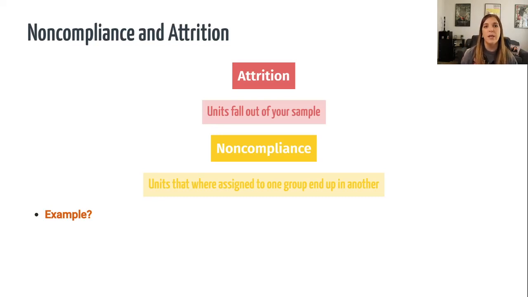And the other way around would be a kid that was not initially offered a slot in a school, and for some reason someone knew someone and they ended up at that school anyway. That kid was assigned to control, but for other reasons outside the randomization, they ended up in the treatment group.